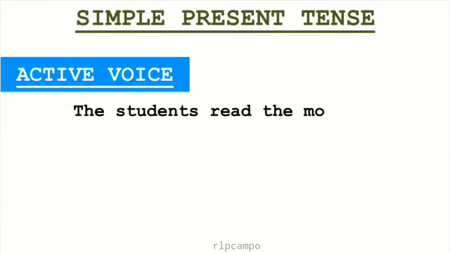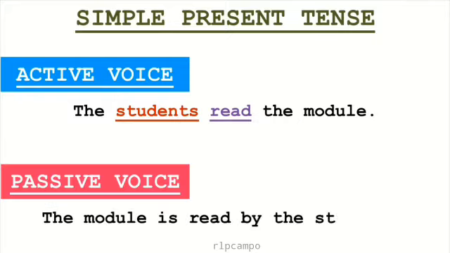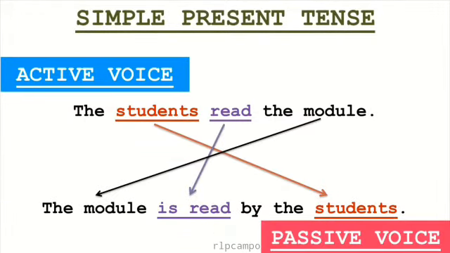The students read the module. The subject or doer of the action is students, and the verb is read. Its passive transformation is the module is read by the students. The verb here is added with be verb, which is in a present tense, and the main verb is in participle form. Observe the arrows for positioning of words.